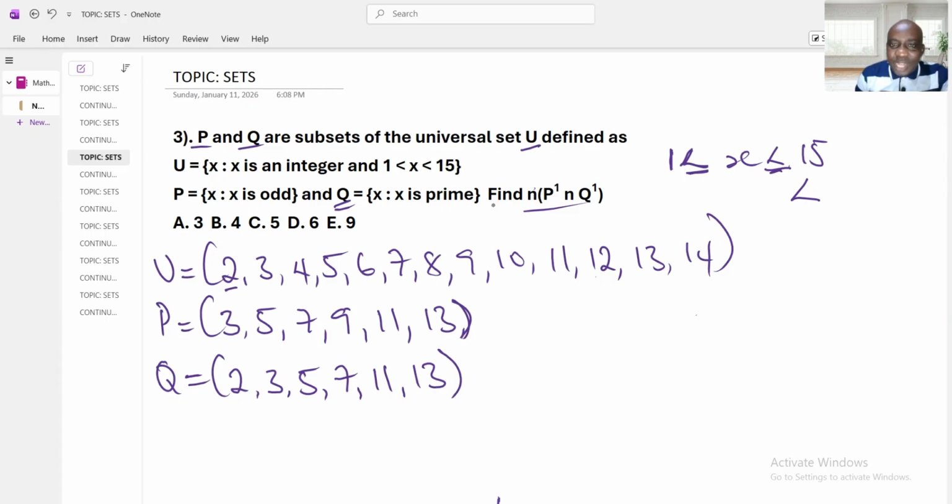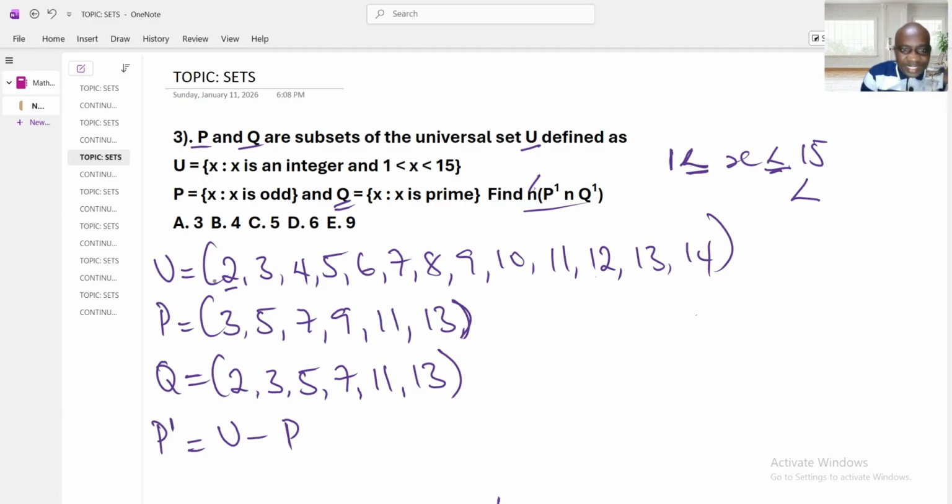The question now says that we should look for what? We should look for n. Wherever you see n, it means the number of elements in that set. That's what the question is asking us. The first thing that we are going to calculate is them individually. This P raised to power 1 means the universal set minus set P. That's the meaning of P raised to power 1.